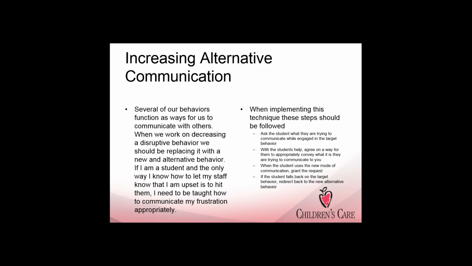So when implementing this technique, these steps should be followed. You want to ask the student what it is they're trying to communicate, if they are able to communicate that. With their help, agree on a way for them to appropriately convey what it is they are trying to communicate. When the student uses the new mode of communication, you want to grant that request and reinforce them for that. And then if the student does engage in that target behavior, you want to redirect them back to that new behavior that you are trying to teach them.